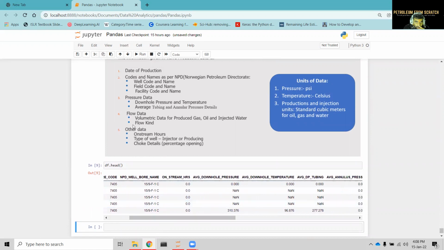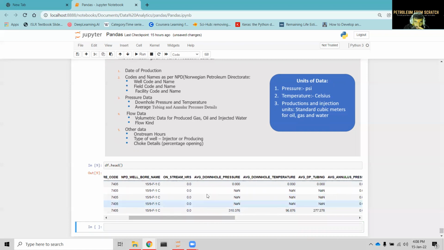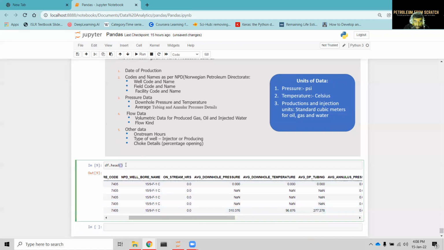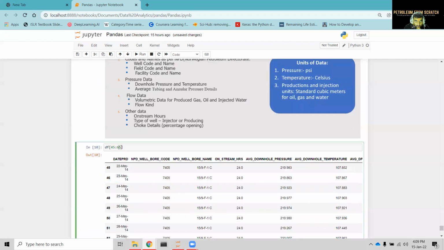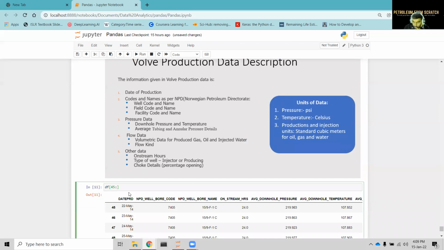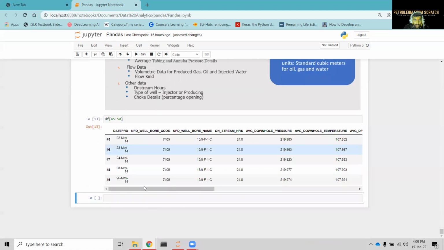After that comes my on stream hours. Here it is showing that for a certain date, the given wellbore is running for this many hours. Here it is showing 0 because it is initial data. So let us take data from in between. So 45 to 65. Yep. Let us take till 50, so till 50 we will take.